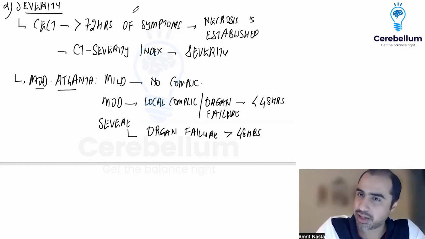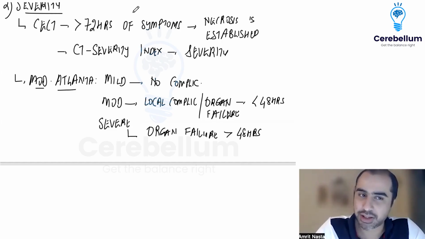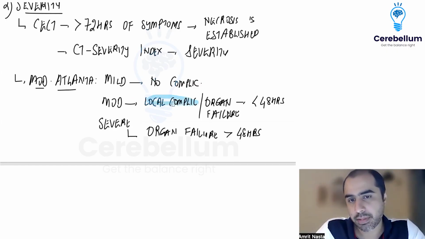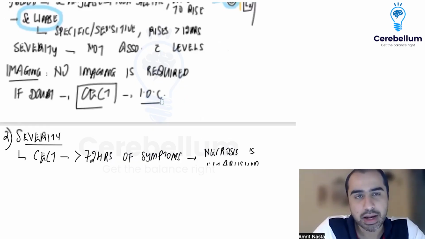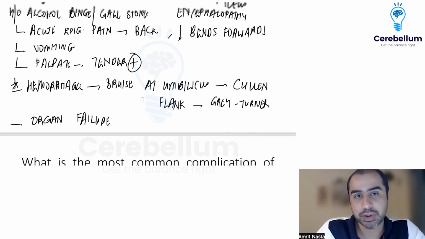What if the patient comes to hospital at the time of necrosis? How do you know there is necrosis? To know necrosis, you have to do CT. So CT will tell you there is necrosis. But necrosis only means that it could be mild. That means there is a local complication. But if there is organ failure, it could be severe also. That's why over here I said necrotizing pancreatitis can be moderate also, can be severe also.